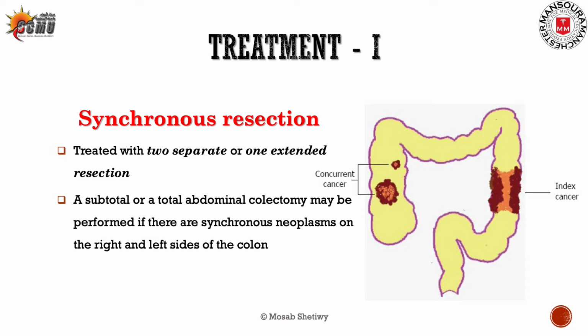But for example, like in the photo, if the patient had right and left-sided synchronous cancers, then subtotal or even total colectomy may be performed in such cases. And actually, this is an uncommon presentation, as we've mentioned before, because it occurs in less than 5% of the patients.